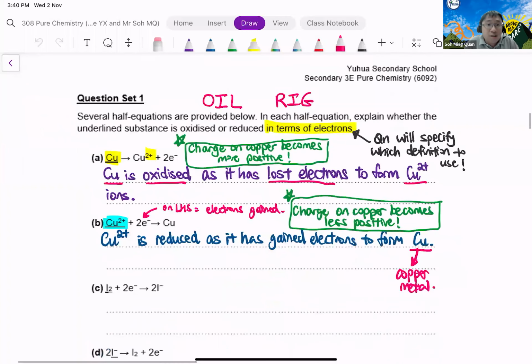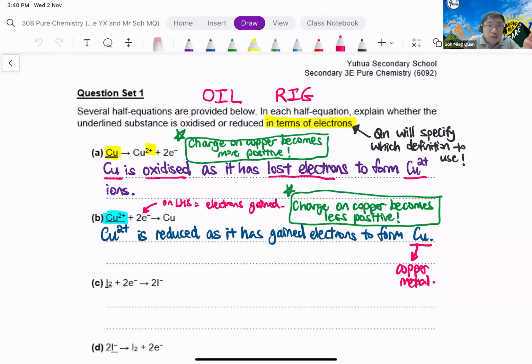As mentioned, this is a typical exam question. The question in the exam will specify which definition of redox you should use, so you just need to ensure that you follow the instructions within an exam question. In this case, they are asking you whether the underlying substance is reduced or oxidized in terms of electrons, meaning you must use electrons to answer the question. In part A, Cu is oxidized as it lost electrons to form Cu2+. For part B, Cu2+ is reduced because it gained electrons to form Cu.